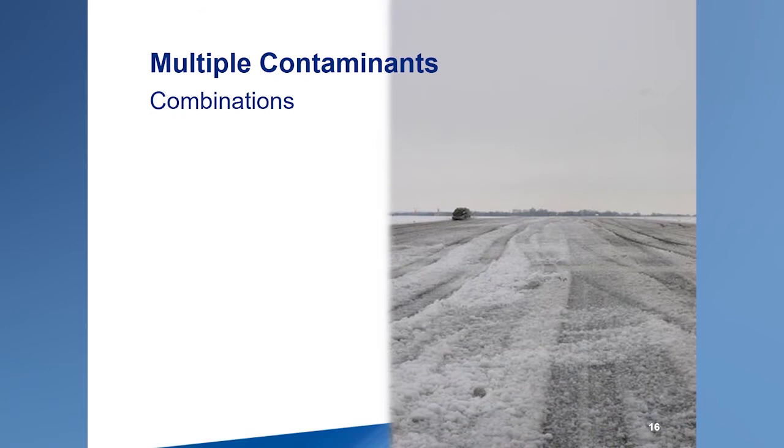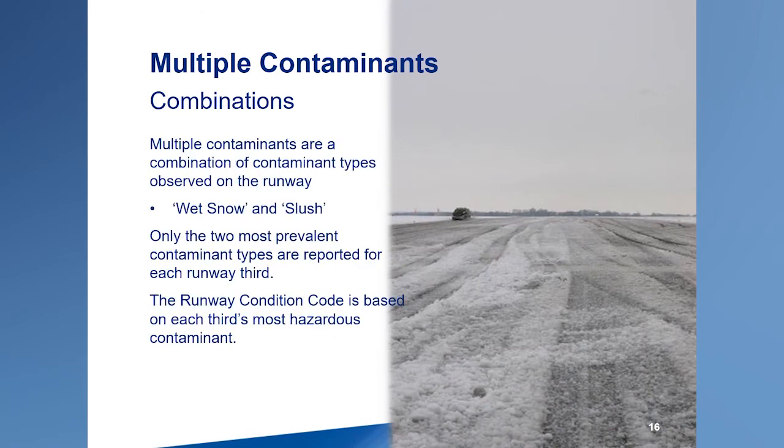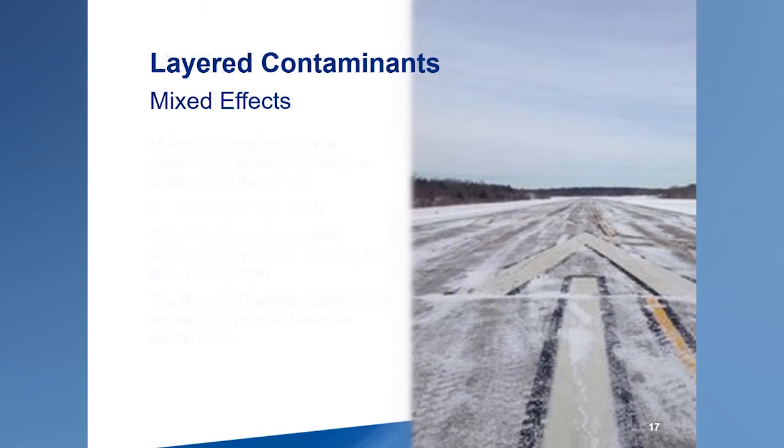You might find more than one type of contaminant on the runway at the same time. When this happens, a field condition NOTAM will contain only the two most prevalent types of contamination reported for each 1/3 of the runway. If that's the case, the runway condition code for that third is based on the most hazardous contaminant.